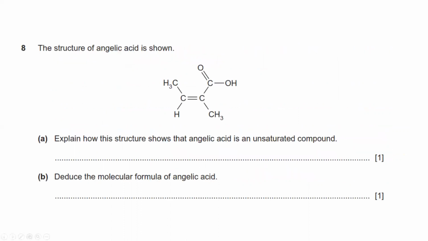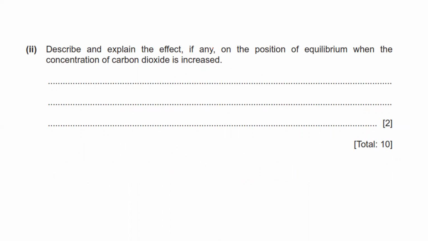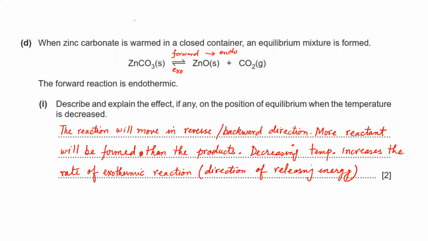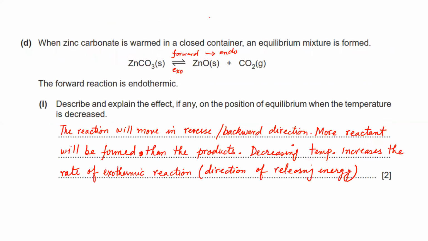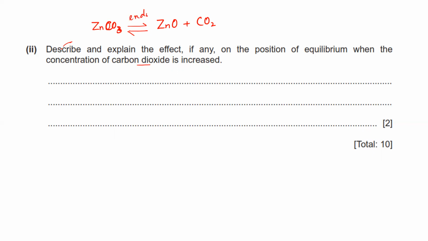Okay. So then, oh, sorry. Part two, it says describe and explain the effect, if any, on the position of equilibrium when the concentration of carbon dioxide is increased. So again, if we are going to remember, the reaction is zinc carbonate, ZnCO3, giving ZnO plus CO2, something like this, yes. And this is your endothermic reaction. So if the concentration of carbon dioxide is increased, the reaction will move in the backward direction and more reactants will be produced in order to compensate for the increase in concentration, so the reverse reaction is increased.